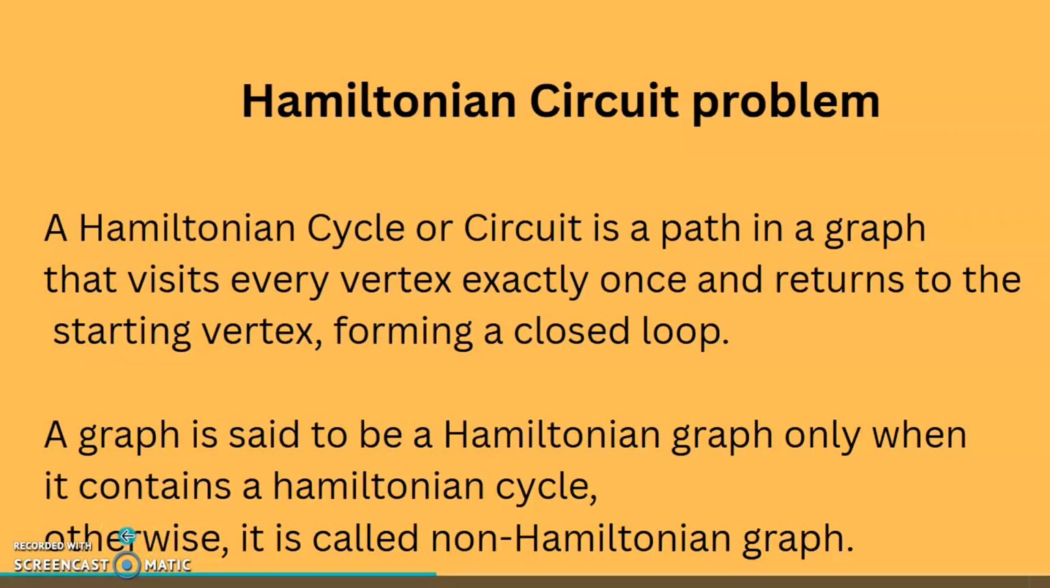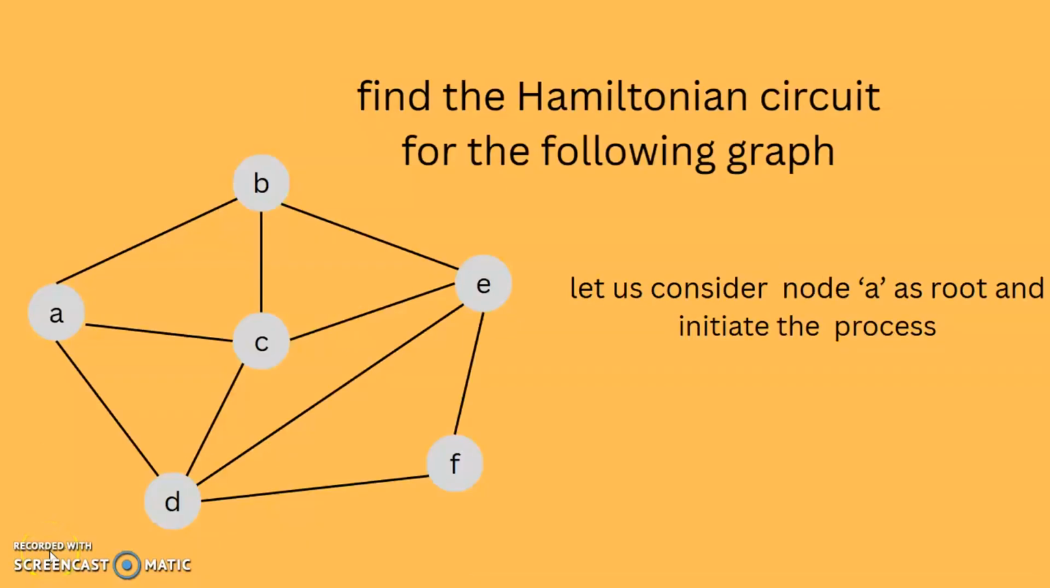So Hamiltonian cycle means we start from a particular vertex, visit all the vertices only once, and return to the starting vertex itself. Let us consider a sample graph with 6 nodes A, B, C, D, E, F, and the edges are as given in this diagram. So we should find the Hamiltonian circuit for the given graph. Let us start the solution with the root node. Here in this graph, I consider node A as the root node as per the alphabetical order and initiate the process.